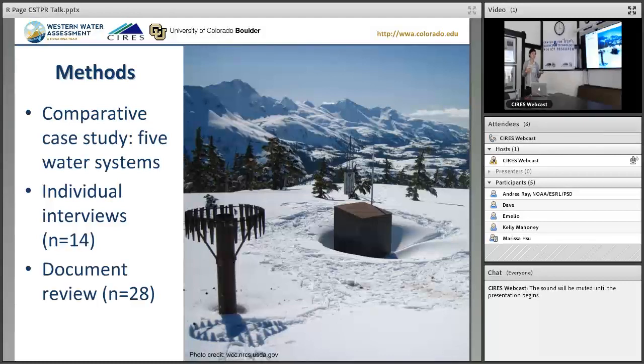We also did a document review, so we reviewed operation plans, drought plans, any kind of internal memo or board meeting minutes, anything that talked about their decision-making structures and the types of information they used in their decision-making, to triangulate what we heard in the interviews.